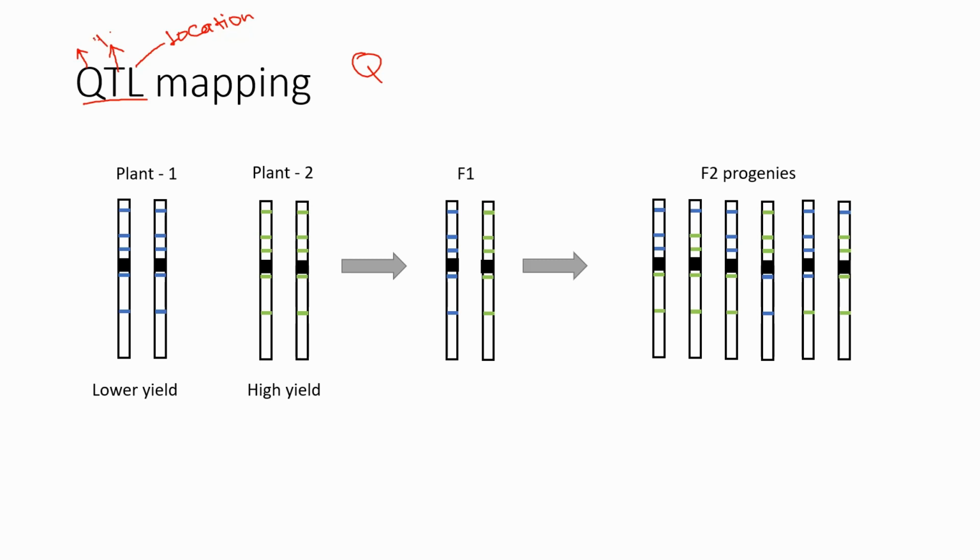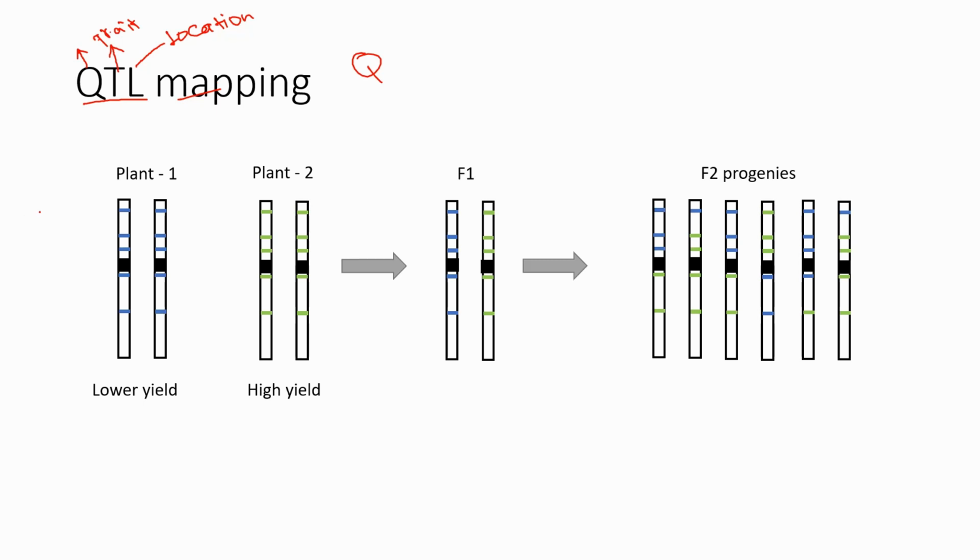This is a trait. We call it a locus. So we need to map where that location is. Here we are not going to map the gene, but we are going to map what place of the DNA or chromosome is controlling the trait.